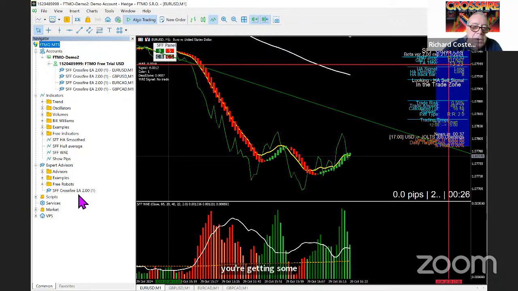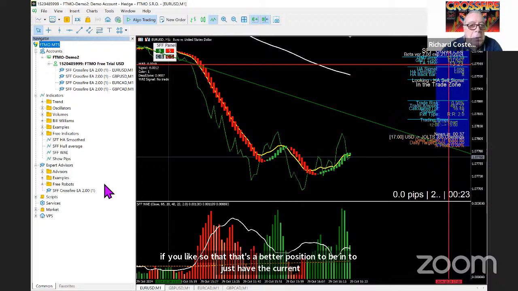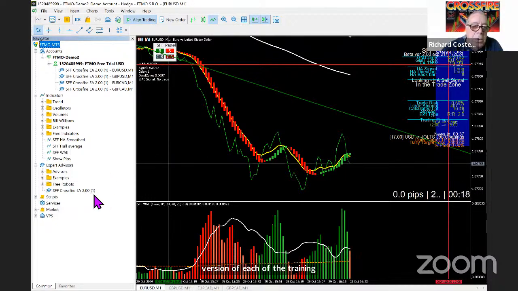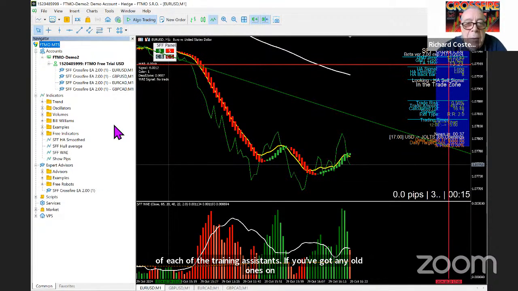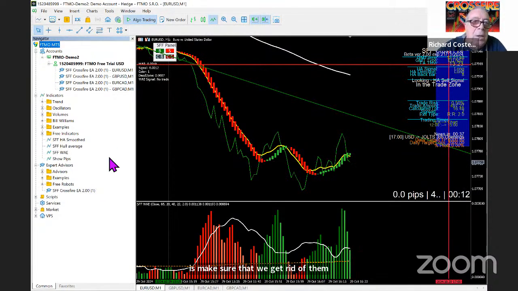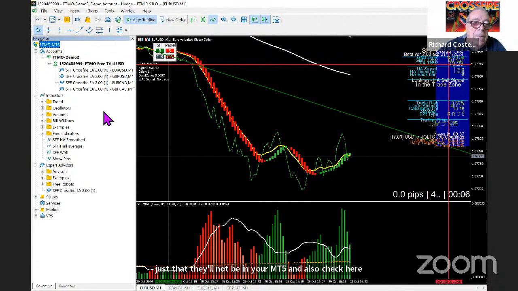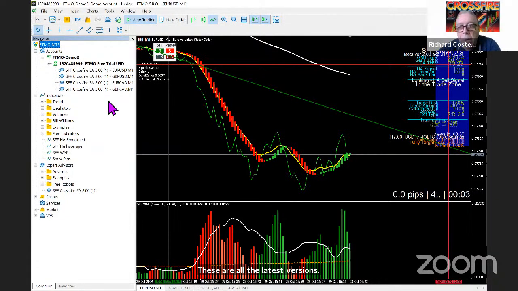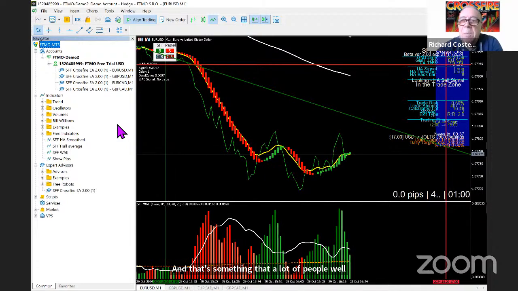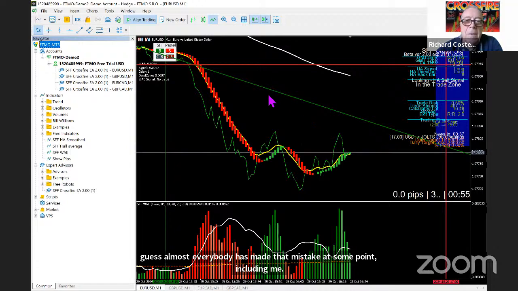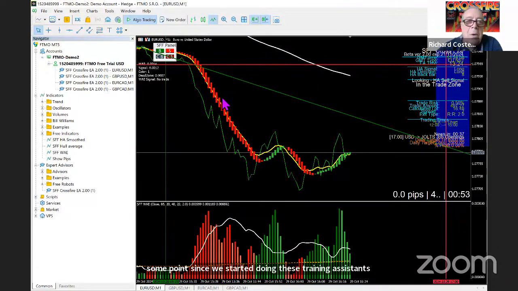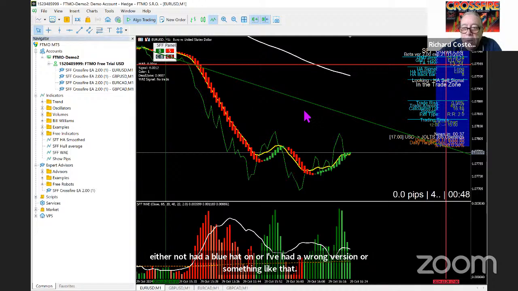So that's a better position to be in, to just have the current version of each of the training assistants. If you've got any old ones on, just make sure that you get rid of them, as I've just done. You'll still have them in your downloads file, just that they'll not be in your MT5. And also check here, these are all the latest versions. That's something that a lot of people, well, I guess almost everybody has made that mistake at some point, including me, since we started doing these training assistants. I've either not had a blue hat on, or I've had a wrong version, or something like that. It becomes more automatic as you go along.